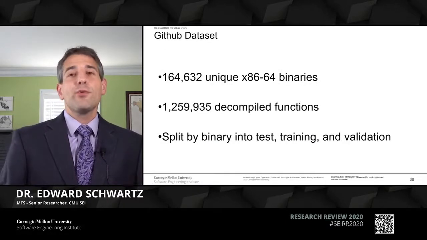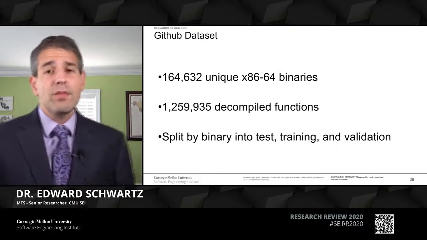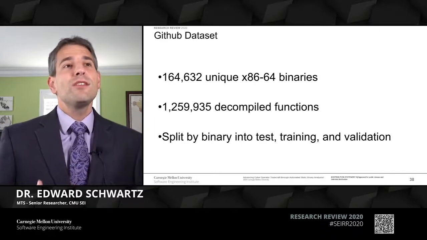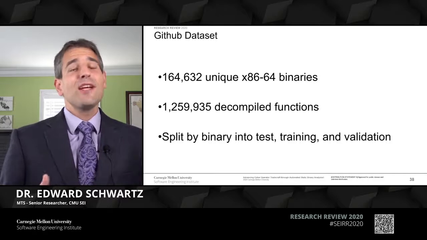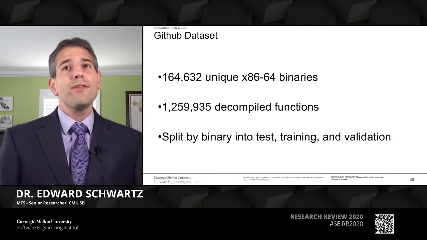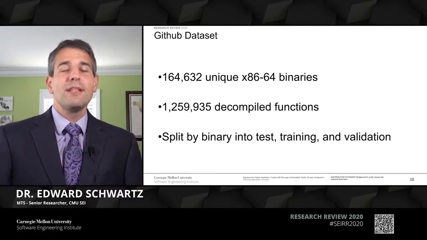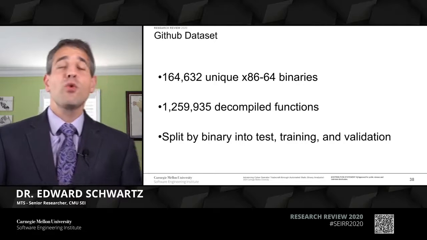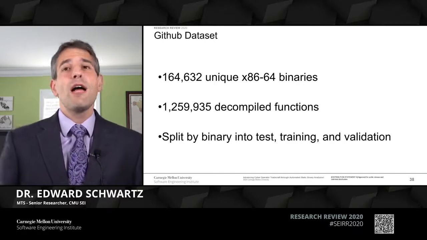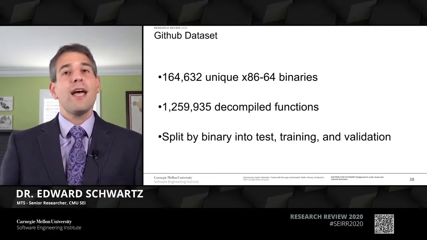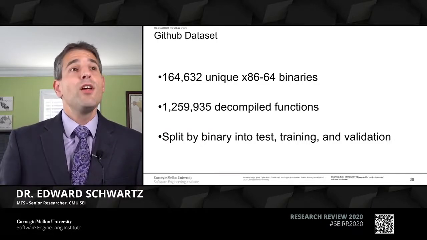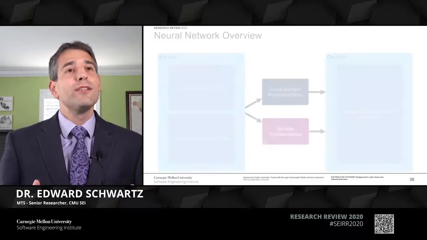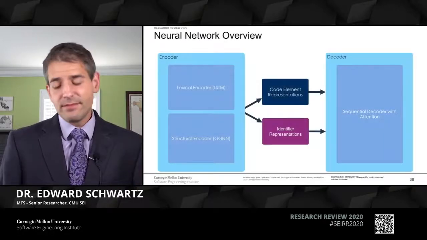So how many examples were we actually able to create in this way? Well, we created over 160,000 unique executables, which is a lot. And in those executables, when we decompiled them, we wound up with over 1 million decompiled functions. So quite a bit of examples. And then we split this information that we had by executable into testing, training, and validation sets, which we then used to try to automatically learn how to do this naming.